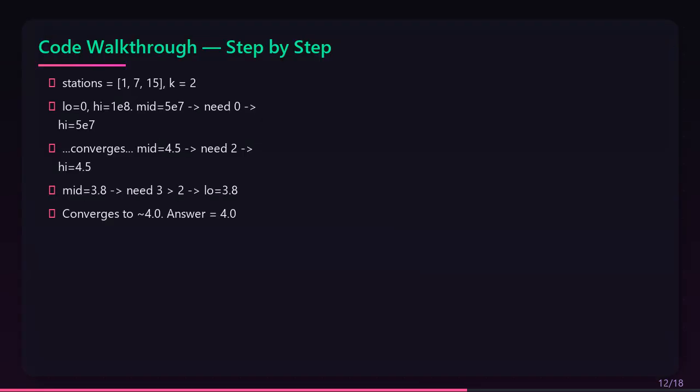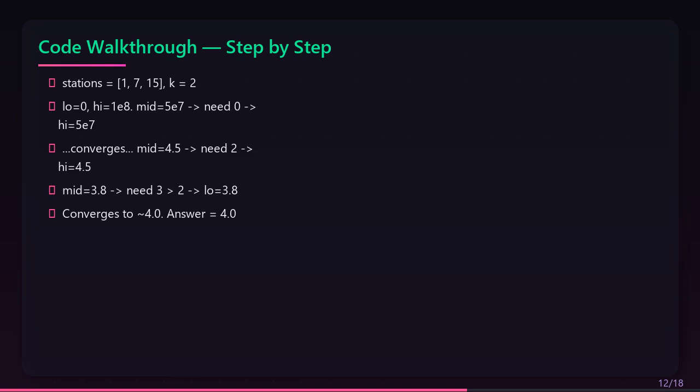Let's trace the algorithm. Stations 1, 7, 15 and k equals 2. Low is 0, high is very large. The first few iterations quickly narrow down to a small range. When mid is 4.5, gap 6 needs 1 station, gap 8 needs 1 station, total 2. Feasible. So high becomes 4.5.